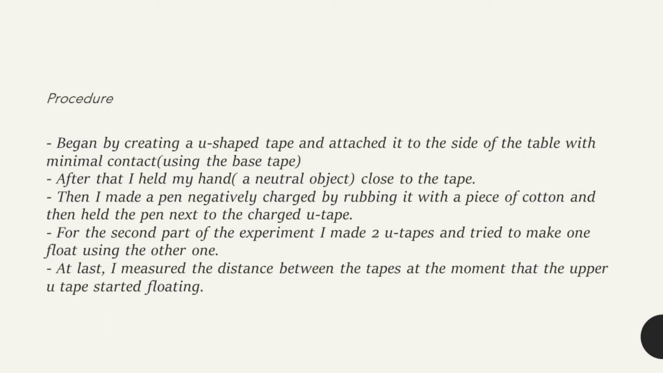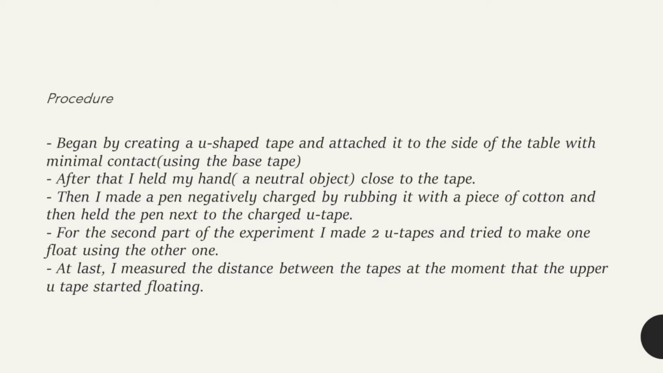For the procedure of this experiment, I began by laying down a 20 centimeter piece of tape on the table, which acts as our base tape, and then I made another 20 centimeter U-shaped tape and laid it flat on the other piece of tape. After that, I ripped off the U-shaped tape quickly and attached it to the side of a table. First thing I did, I held my hand close to it and I saw that the tape was getting attracted to my hand, which is a neutral object.